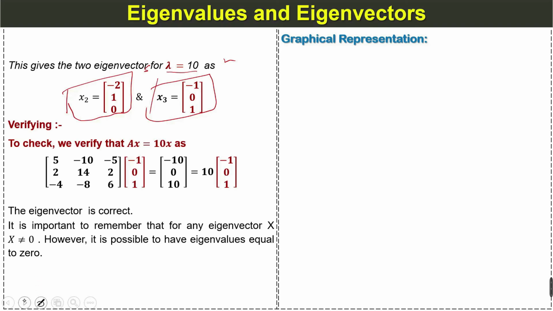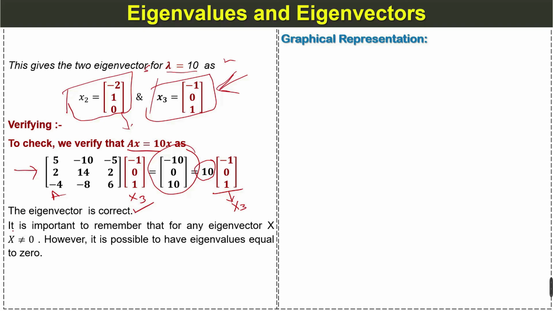Now we again verify whether the calculated eigenvectors are correct or not. I will do this verification for this eigenvector. To check, we verify this equation. Here this is the matrix A, this is the eigenvector x3, and after multiplication we get this. Then we take 10 common from this one, so this is the eigenvector x3, and this is correct. So the eigenvector is correct.